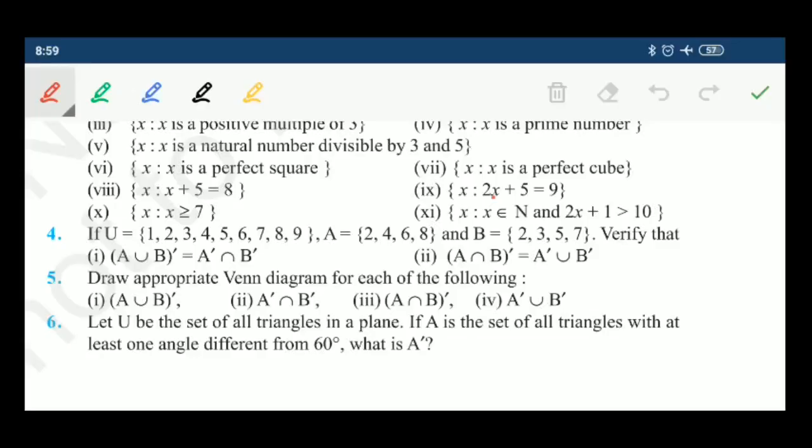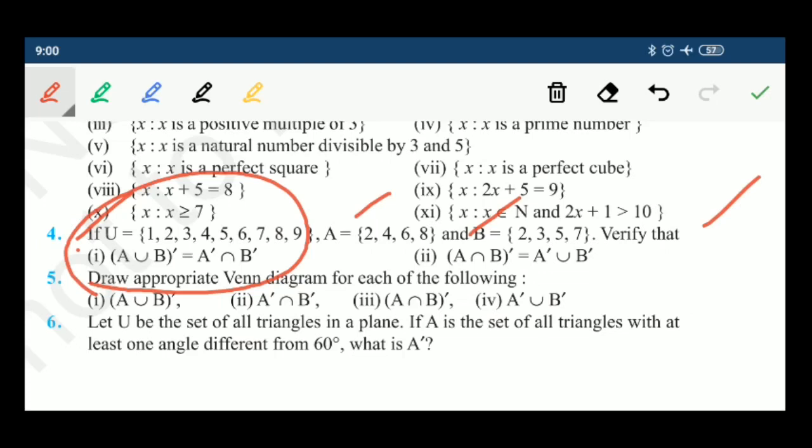See the fourth question. In this question what is given? A universal set which contains the first 9 elements, and set A contains 2, 4, 6 and 8, and B contains 2, 3, 5, 7. So here we will verify this result: the complement of A union B is equal to the intersection of A complement and B complement.